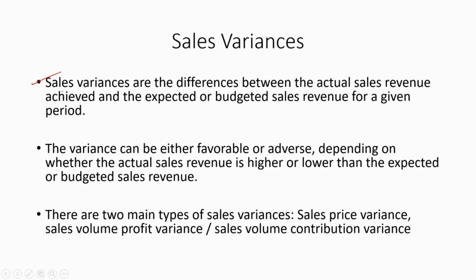Sales variances are the differences between the actual sales revenue achieved and the expected or budgeted sales revenue for a given period. So simply, this is the difference between the actual sales revenue and the budgeted sales revenue. The variance can be either favorable or adverse, depending on whether the actual sales revenue is higher or lower than the expected or budgeted sales revenue. There are two main types of sales variances: sales price variance and sales volume profit variance. Or, if we are using the marginal costing system, we can calculate the sales volume contribution variance.